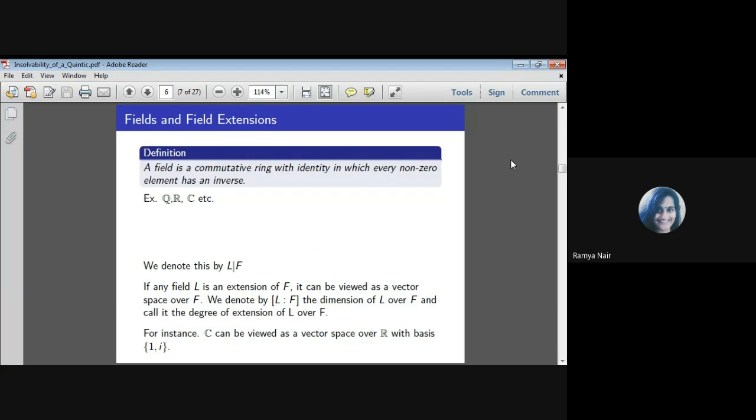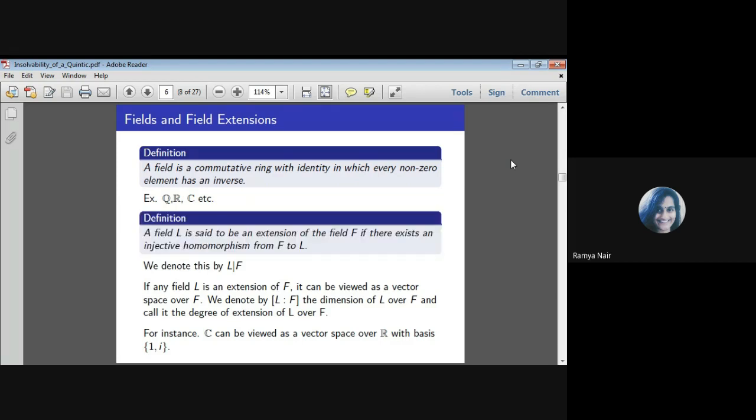Okay, so the first topic that I'll be discussing is fields and field extensions. A field, as most of you might know, is a commutative ring with identity in which every non-zero element has an inverse. Examples of fields are rational numbers, real numbers, complex numbers, etc. So now, what is a field extension?